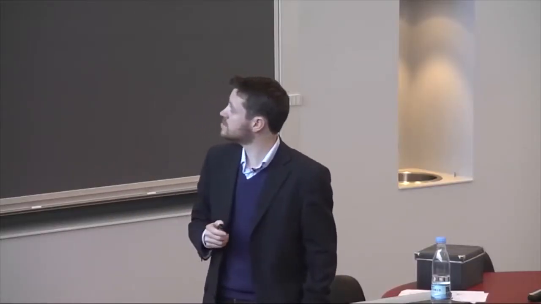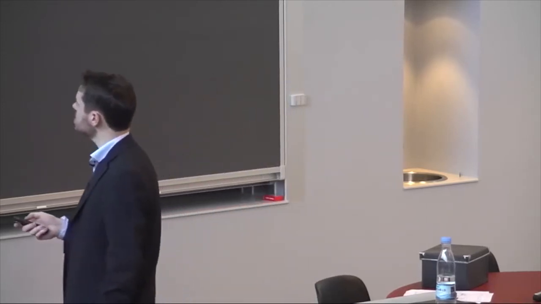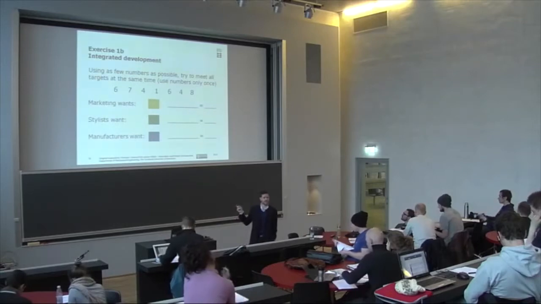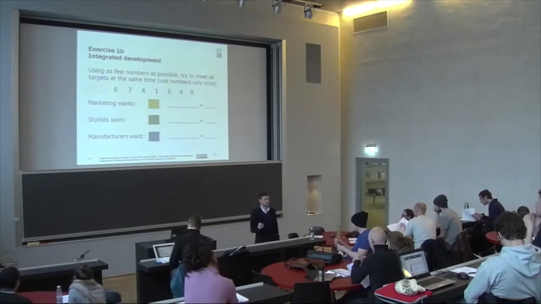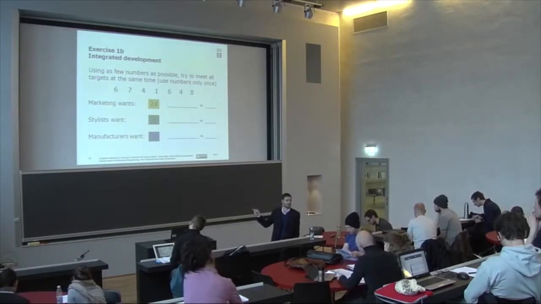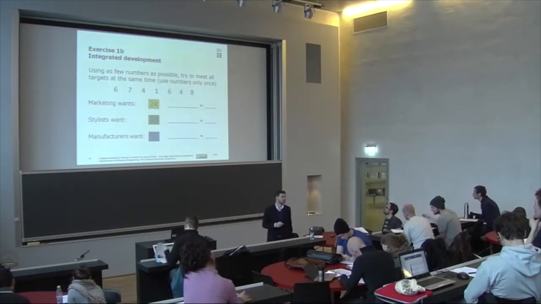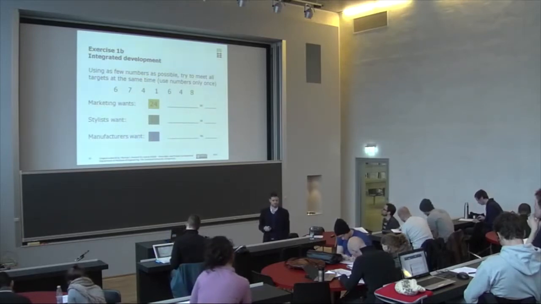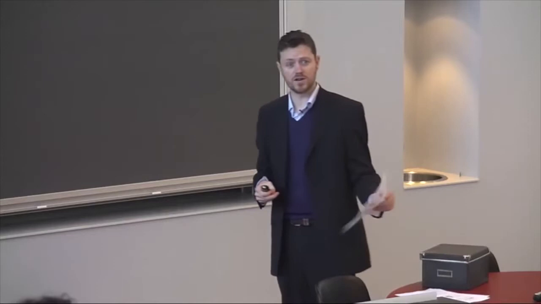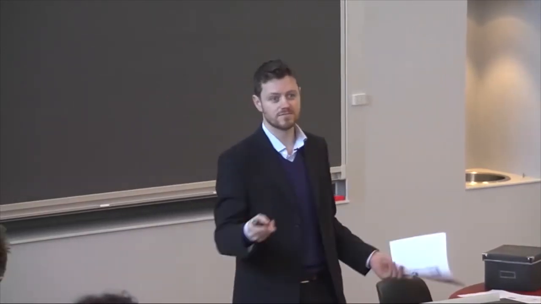So let's try the exercise again, moving on to the next page. But this time, I'd like you to tackle it in an integrated fashion. So this time, I'd like you to try get 24, 12, and 4 all at the same time, using these numbers only once, but as few numbers as possible. Okay, does anyone think they've got a good solution? Anyone like to go ahead?